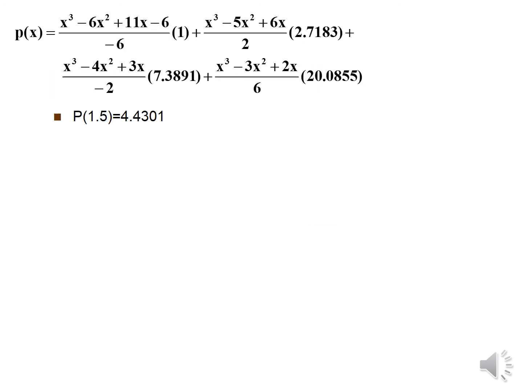we have to calculate the value in terms of x. So if we simplify it, we will have a polynomial in x. It can be further simplified, and in the question we have to find the value of e to the power 1.5. So we put 1.5 in the above polynomial, that is x is equal to 1.5, and get this value, 4.4301. Thank you.